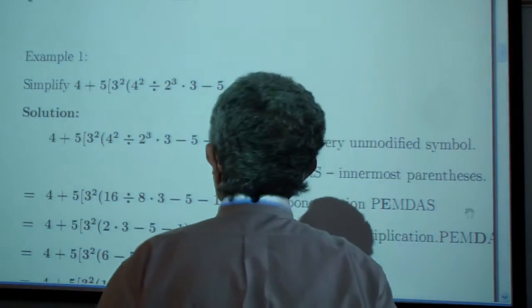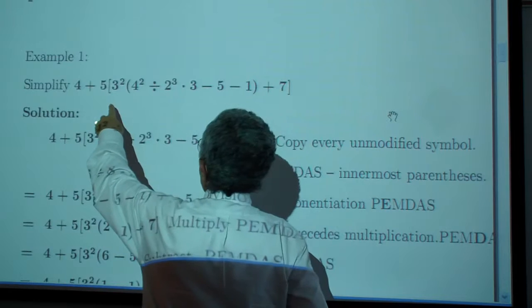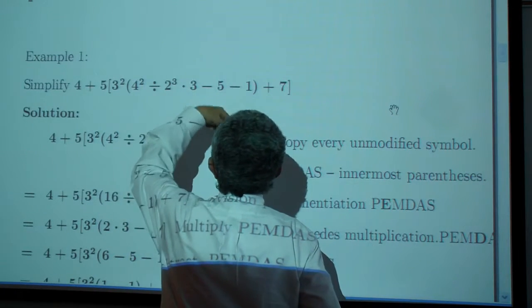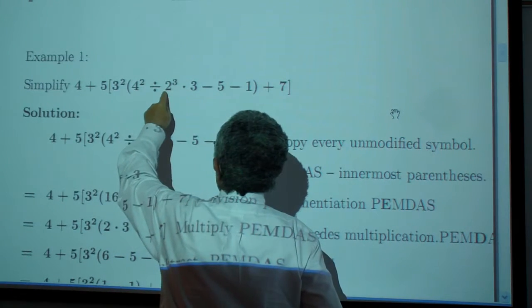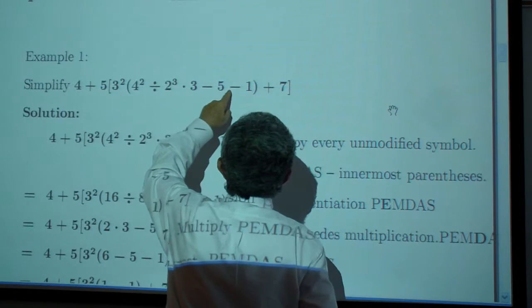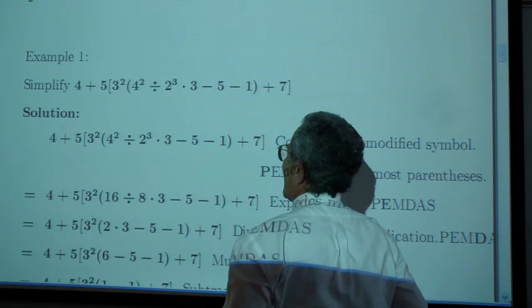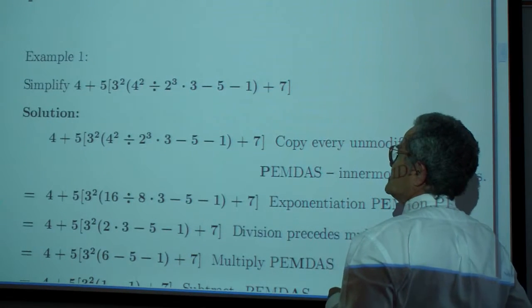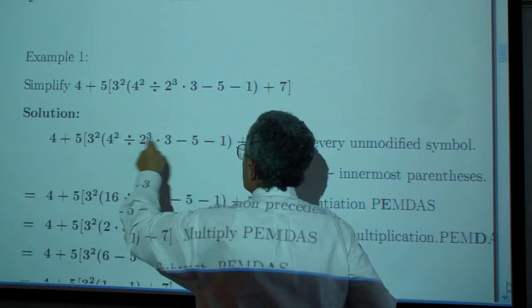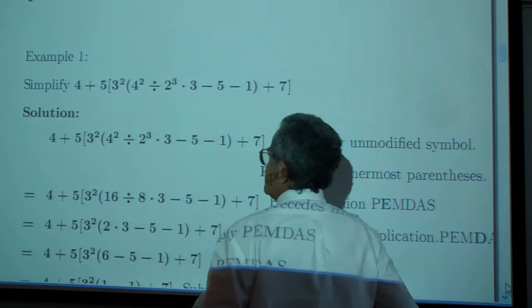Examples. Simplify 4 plus 5 times the quantity 3 squared times the quantity 4 squared divided by 2 cubed times 3 minus 5 minus 1, close parentheses, plus 7, close brackets. Well, the first thing you need to do is look for the innermost group, which is in parentheses here.